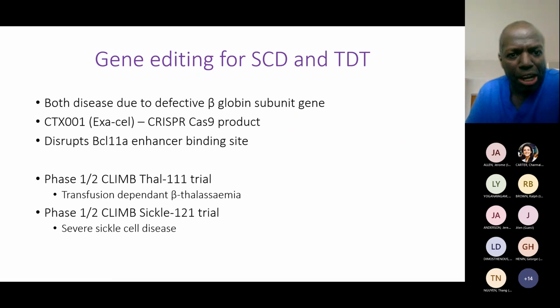CTX001 is the proprietary CRISPR-Cas9 product, which effectively is a genetic cut and paste process where you disrupt that binding site for this genetic switch, and now has a proprietary name of exa-cel. The first 2 trials were really quite effective in both thalassemia and sickle cell disease.